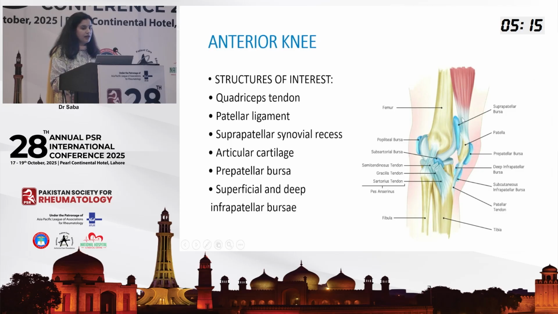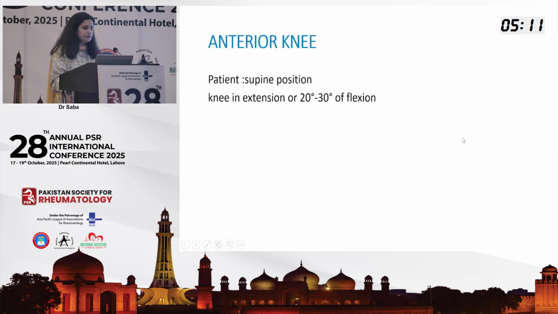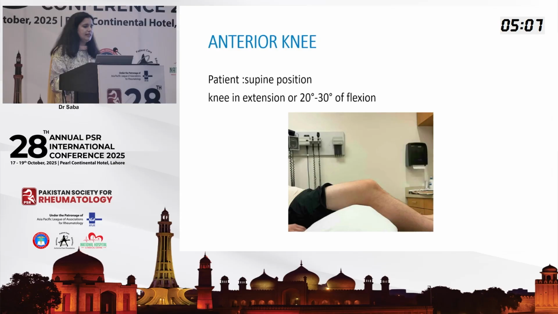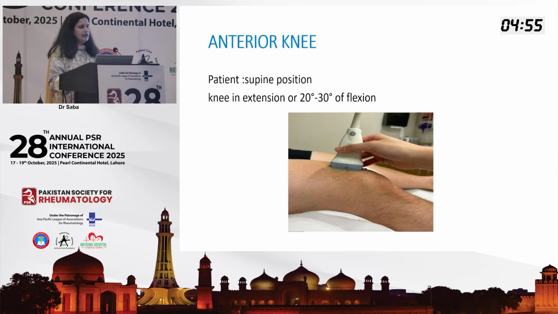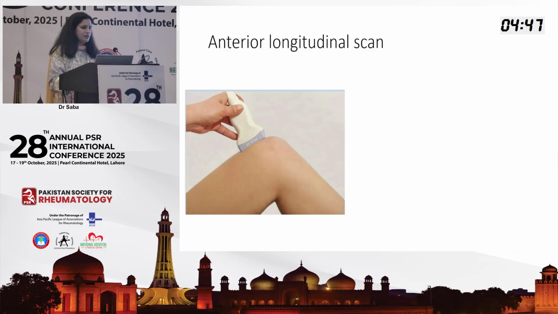Make sure you are able to identify the quadriceps tendon. While doing the anterior knee, make sure your patient is lying supine, with the knee in extension or 20 to 30 degrees of flexion. I'll tell you why I mention both positions, as there could be variability in the findings based on it. Ideally the knee should be in 20 to 30 degrees of flexion. The probe indicator, as you have learned so far, should always be towards the head of the patient, and you should have an idea of what the proximal part of the image would look like.